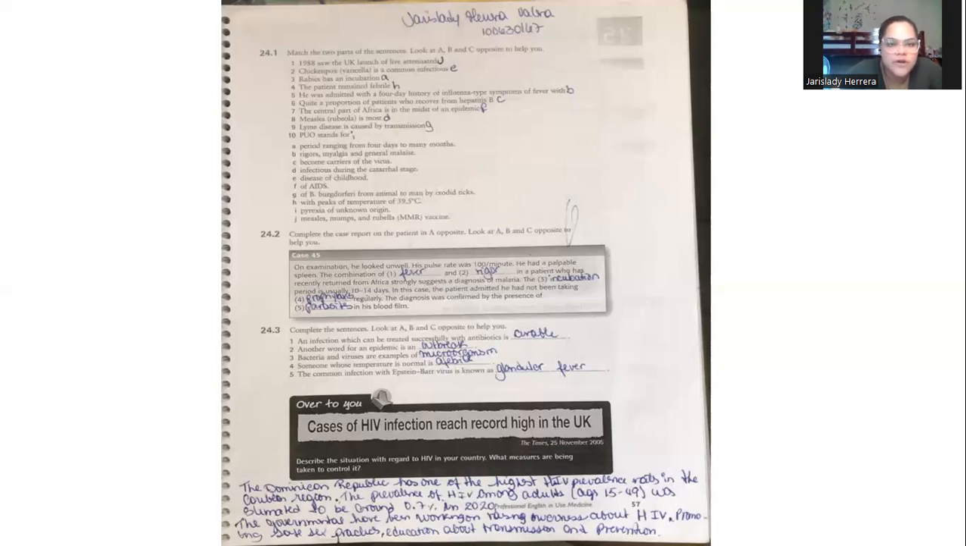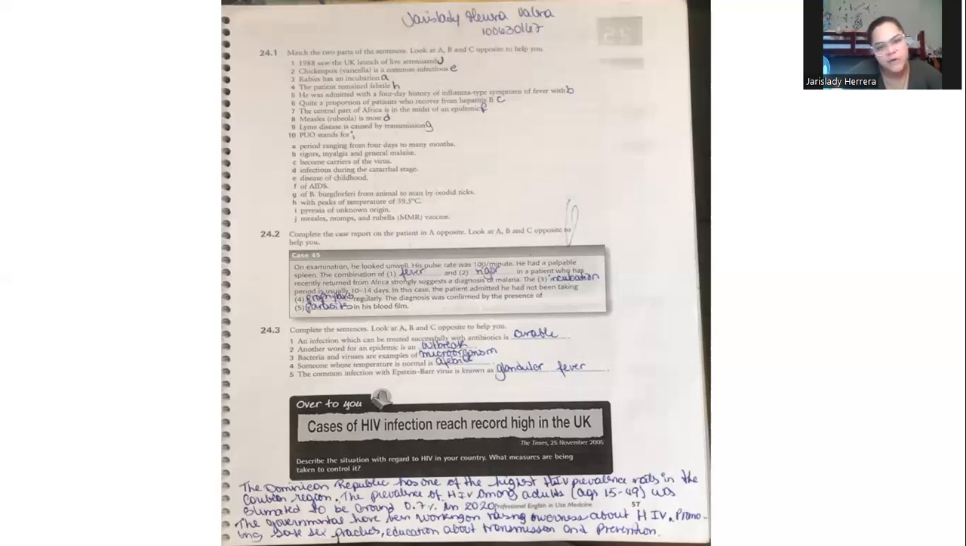6. A proportion of patients who recover from hepatitis B become carriers of the virus. 7. The central part of Africa is in the midst of an epidemic of AIDS. 8. Measles, rubeola, is most infectious during the catarrhal stage. 9. Lyme disease is caused by Borrelia, with transmission from animal to man by the ixodes tick. 10. PUO stands for pyrexia of unknown origin.